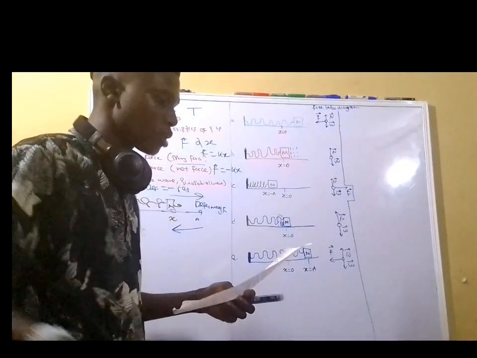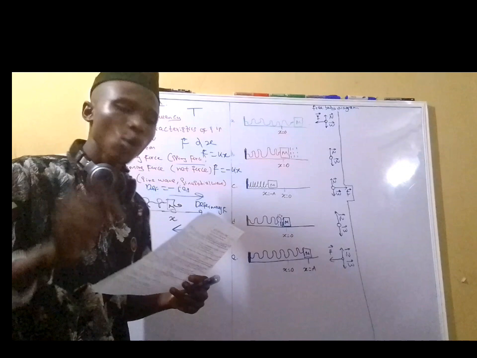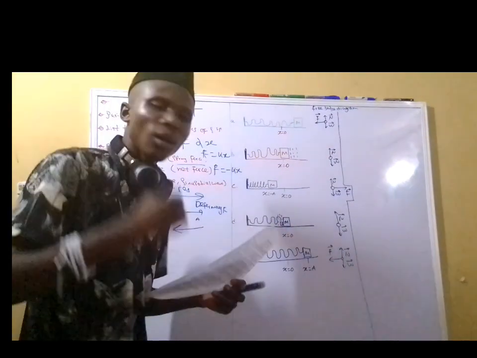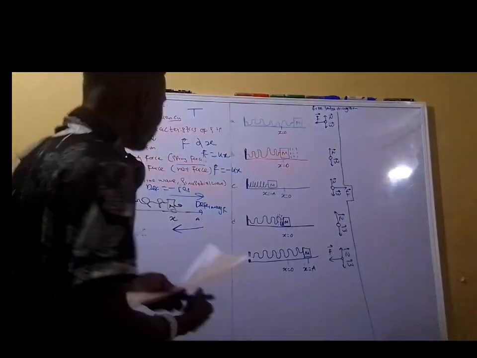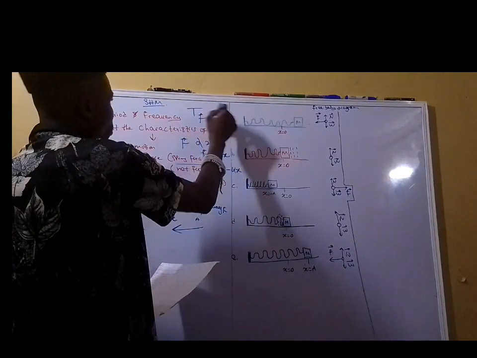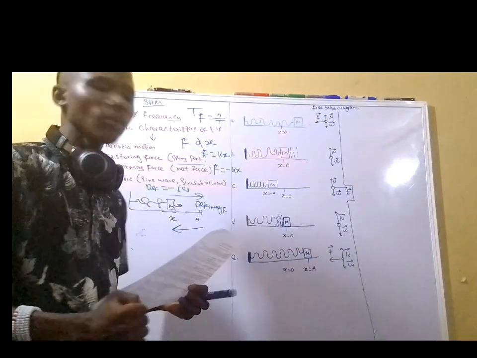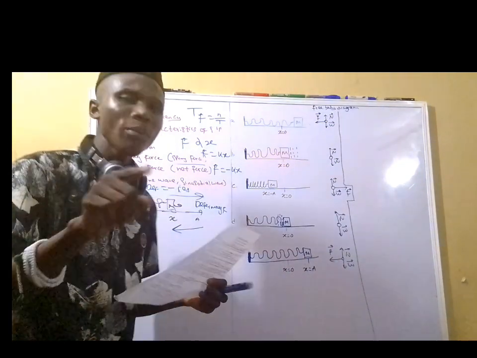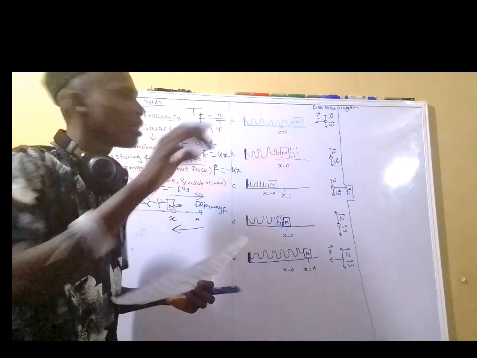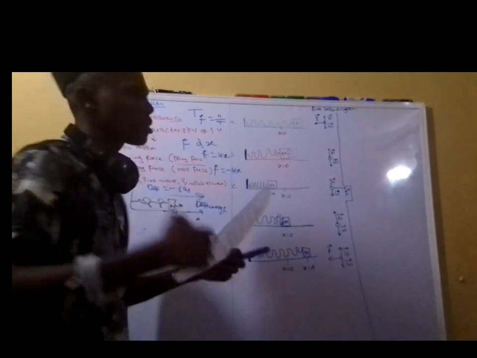Then talking about frequency, you are not new to that already. Let me break it down so that you will understand very well. Most cases they say F is equal to N over T, which I will come back to. Frequency itself is the number of oscillations per given time. But how does this come into play?